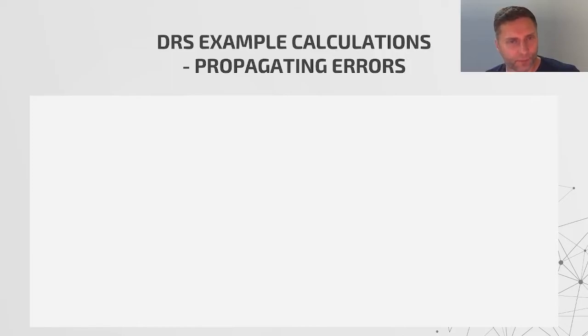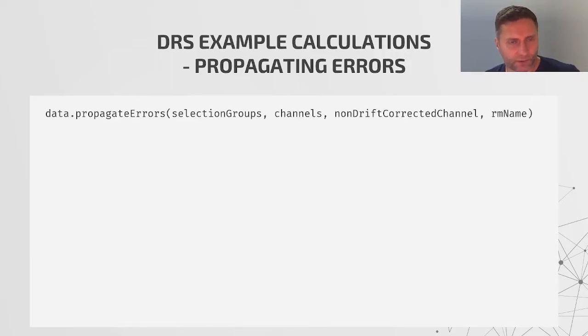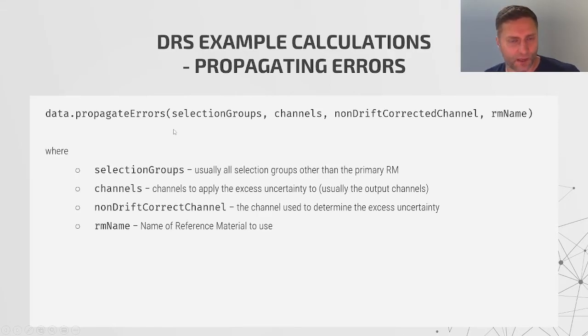Finally, we'll just look at propagating errors. We'll just touch on it very quickly. There is this data.propagateErrors function. It takes the selection groups that you want to apply the excess uncertainty to. So this will normally be all the selection groups apart from your baselines and the primary reference material that you're using to calculate it. You'll also tell it what channels you want to apply the excess uncertainty to. So normally this will be your list of output channels.